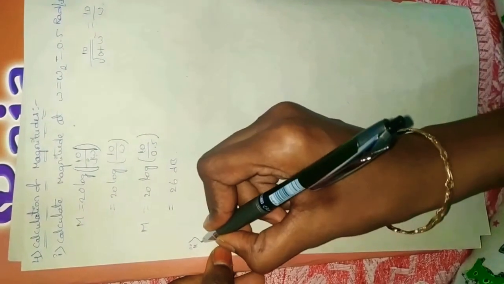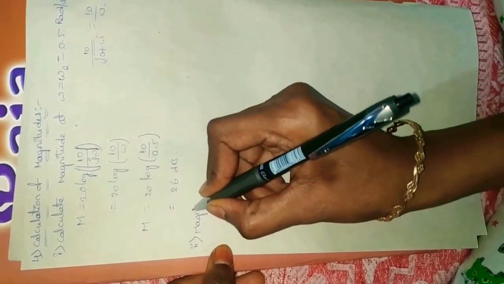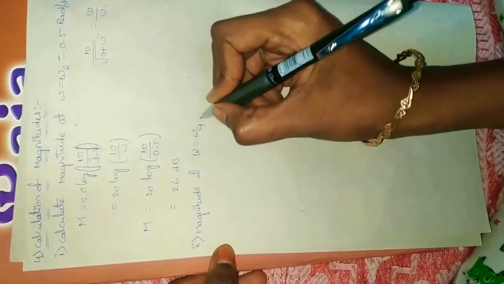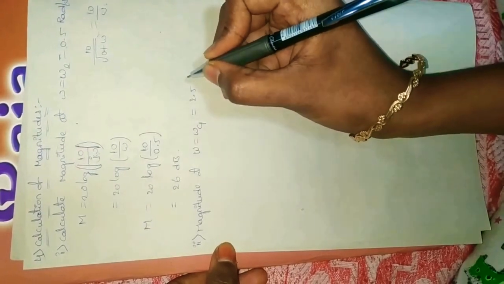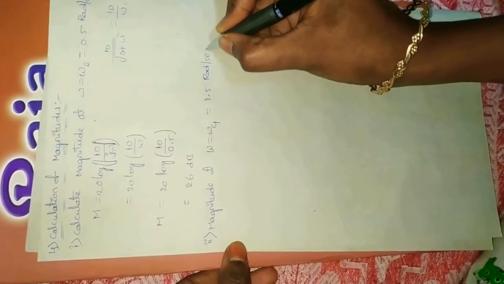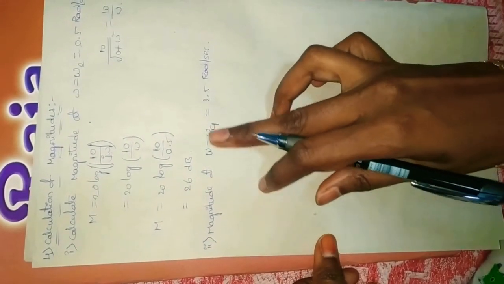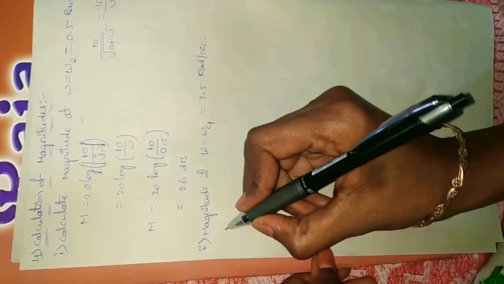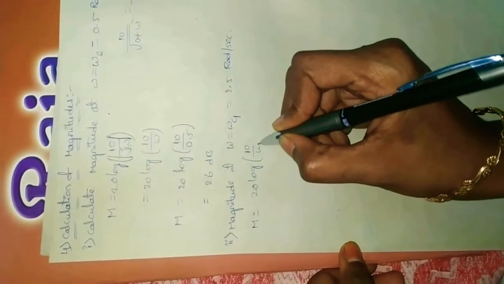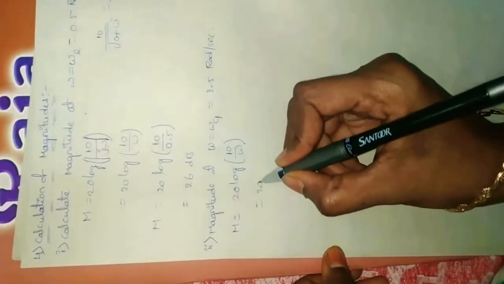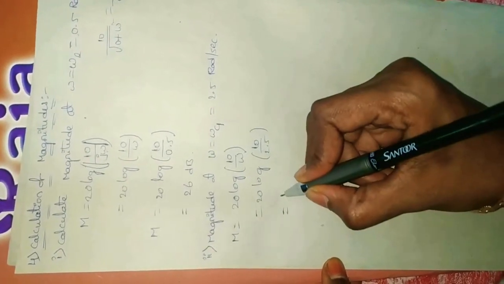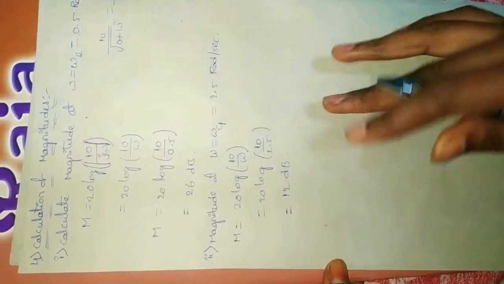Now we'll calculate the magnitude at omega equals omega C1. What is the value of omega C1? 2.5 radians per second is your omega C1. In order to calculate the magnitude at omega C1, the same formula is used: M equals 20 log of 10 divided by omega, which gives 20 log of 10 divided by 2.5. If I use a scientific calculator, I'll get this value as 12 dB.